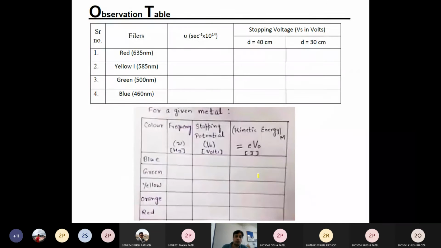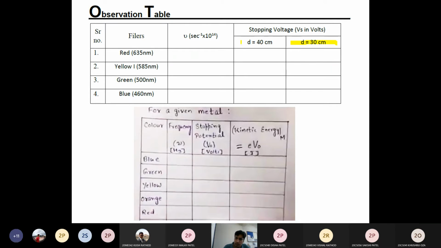And with the observation table, we have different filters. We will substitute different filters, and for each individual frequency we can calculate the energy by multiplying by the Planck constant. And we need to put this photoelectric cell at different places from the source. We need not do it for both distances. We can do it for 40 centimeter or 30 centimeter, depending on our interest. We can do it for any one of them.